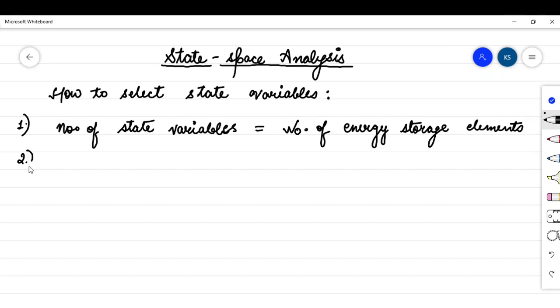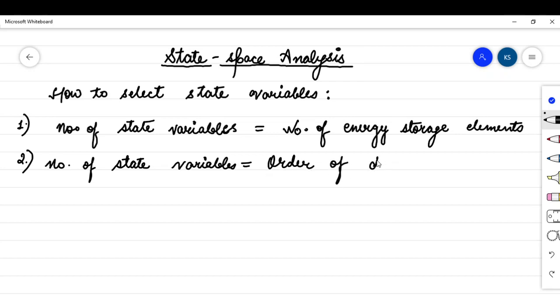Second is, always define number of state variables equal to the order of differential equation. If the differential equation is of the order of 3, then we can say that 3 state variables are needed to represent a state space model.